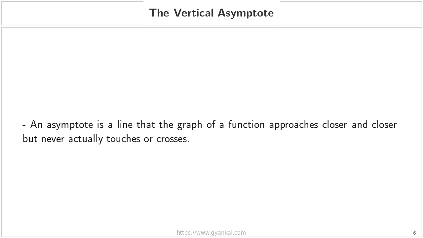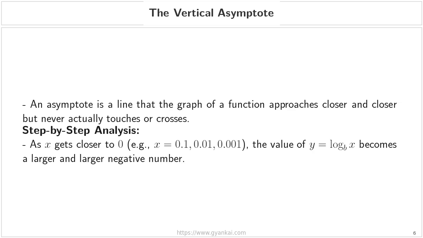The vertical asymptote. Now that we have discussed the domain, range, and the x-intercept, let's examine a critical structural feature of the graph, the vertical asymptote. First, let's define our terms. An asymptote is a line that the graph of a function approaches closer and closer as it extends, but it will never actually touch or cross that line. To understand why this happens here, let's perform a step-by-step analysis.